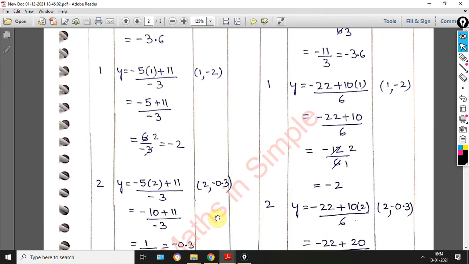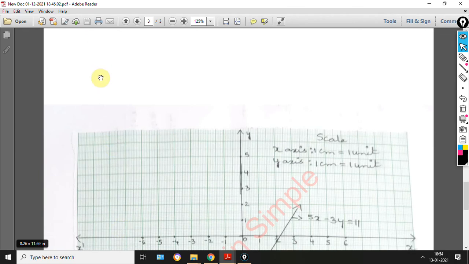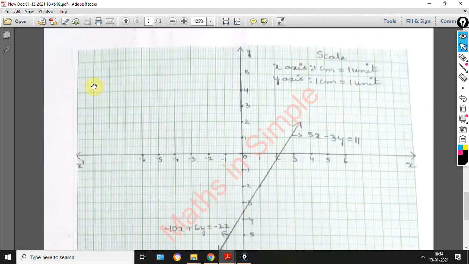Here we will write 0 comma minus 3.6. So this is the x value and this is the y value. On the x-axis, 0 is here, so from this position only we have to see the value of y. y is minus 3.6, so minus will come on the y-axis downward.